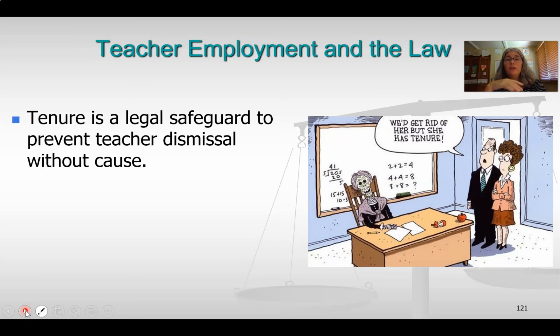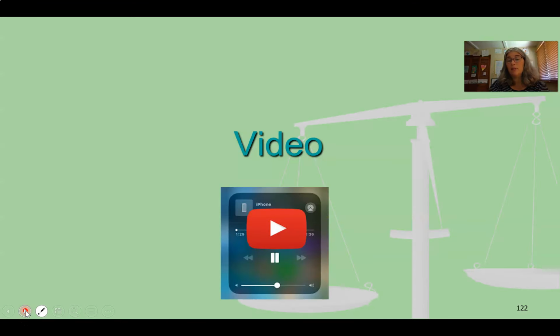Tenure is a legal safeguard that protects teachers from being dismissed for either no reason or being dismissed for something minor. Now, tenure is an issue that is highly debated because some people are obviously for it and some are against it, whether it is protecting good teachers or as some fear protecting bad teachers. But tenure is something that you do need to understand. Here's a short video I found that explains a little bit about it.